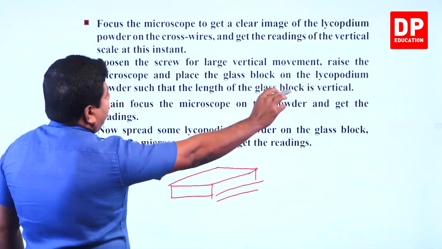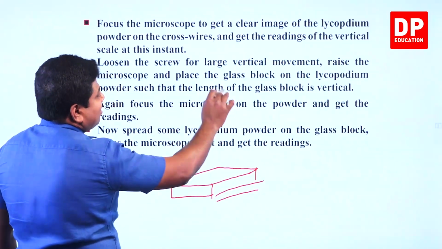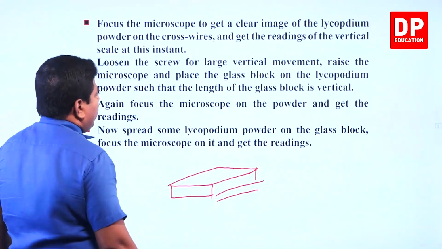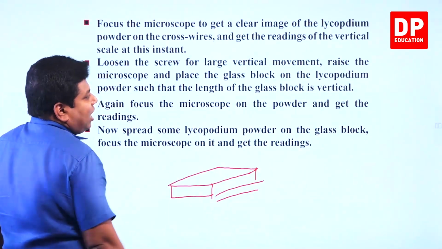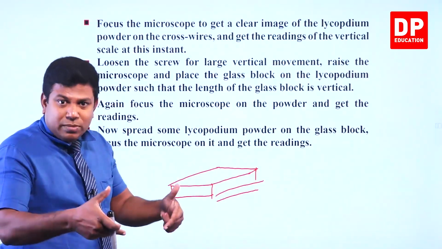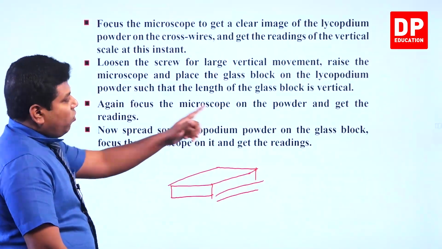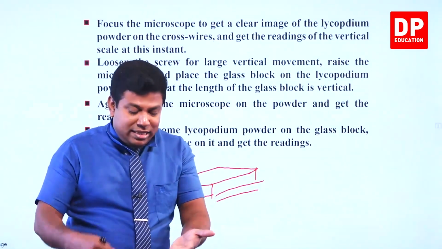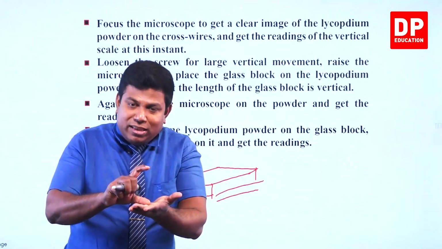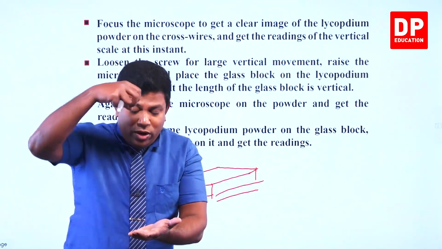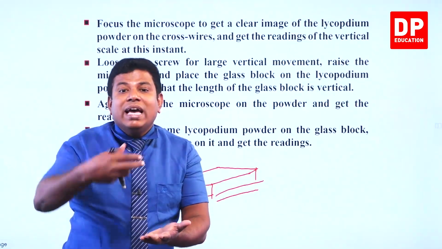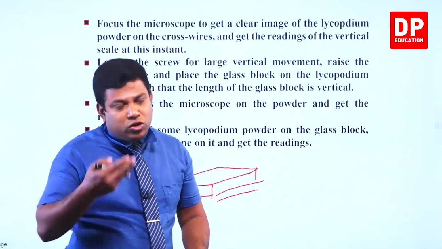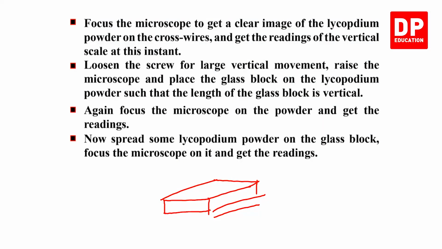Loosen the screw, raise the microscope and place the glass block on the lycopodium powder such that the length of the glass block is vertical, because we are trying to maximize the T. Again, focus the microscope on the powder and get the reading. Next time when you are focusing, there was powder, and on top of the powder you have kept the glass. Now, when you are focusing, you are actually focusing on the image. Now, spread some lycopodium powder on the glass block, focus the microscope on it and get the readings.